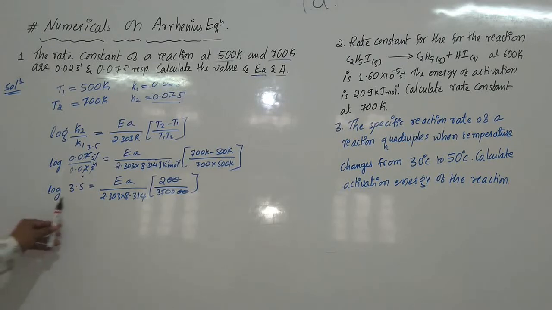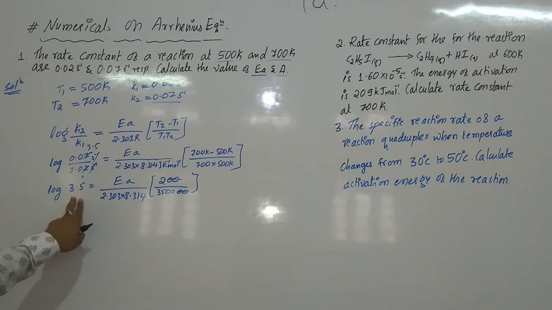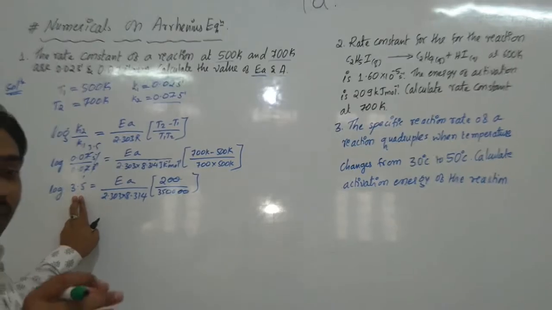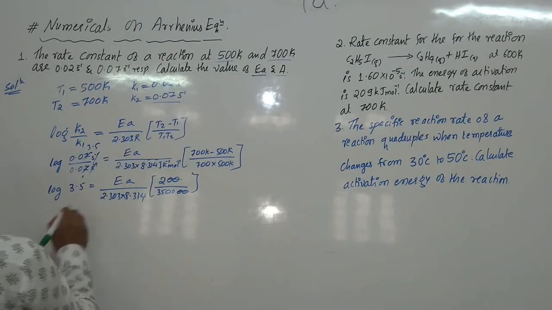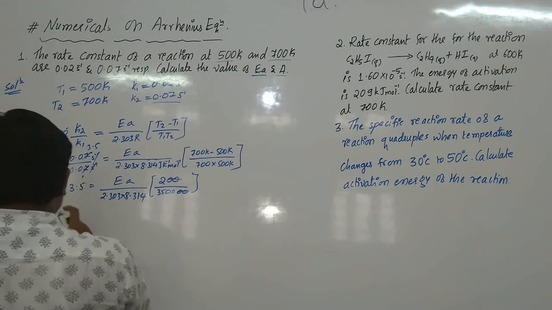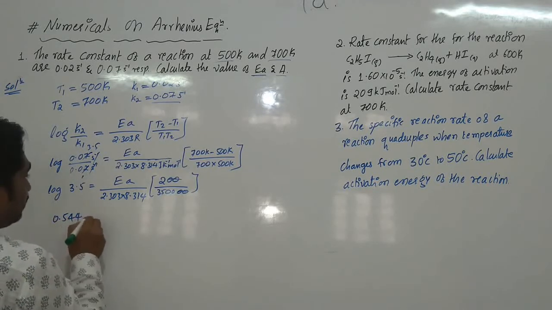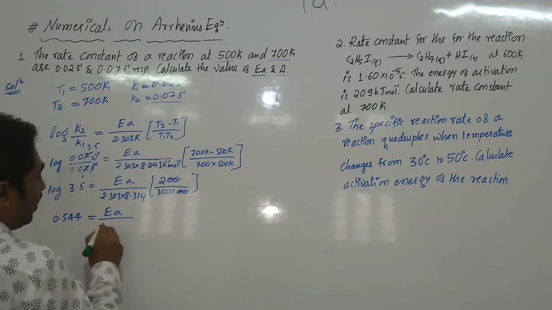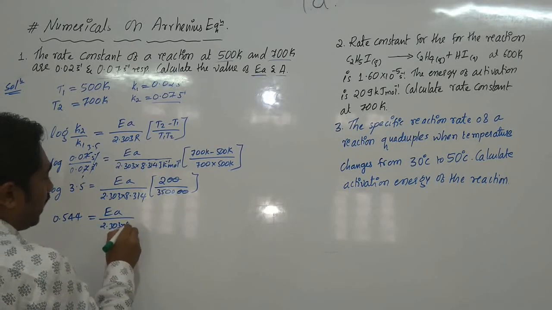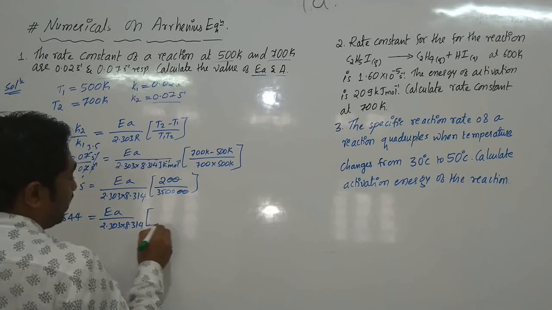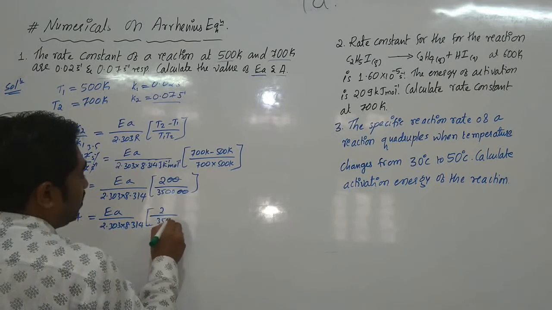We need to know the value of log of 3.5. How to calculate log of 3.5? You know how to calculate this. Log of 3.5 means the value will be 0 point something. You have to see log of 35, not 3.5. You can't get the value of 3.5 in the logarithm table. So log of 35, you have to see the 35th row. So the value of log of 3.5 will be 0.544, equal to Ea divided by 2.303 into 8.314 into 2 divided by 3500.